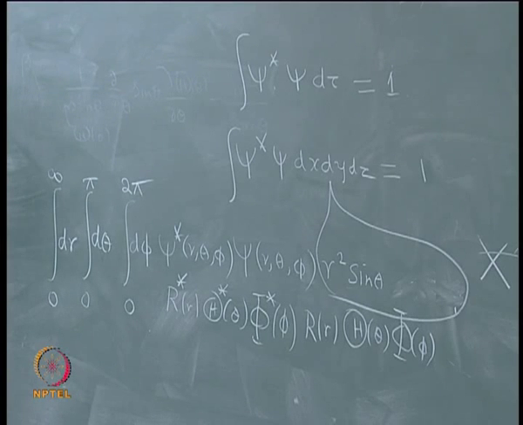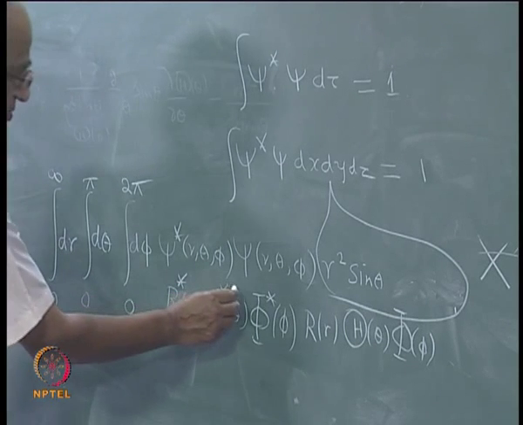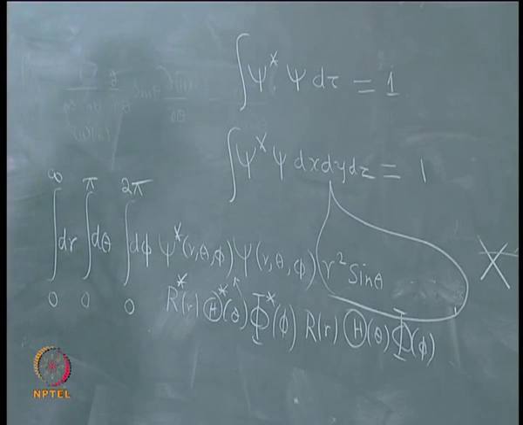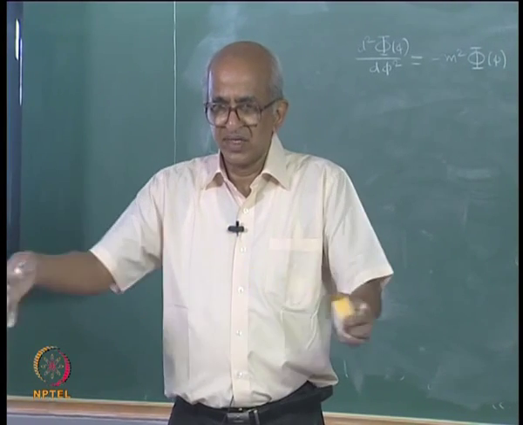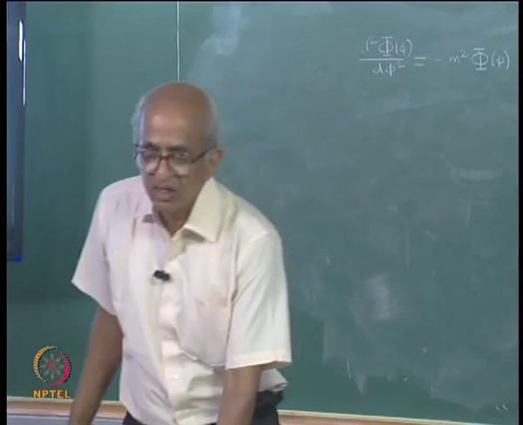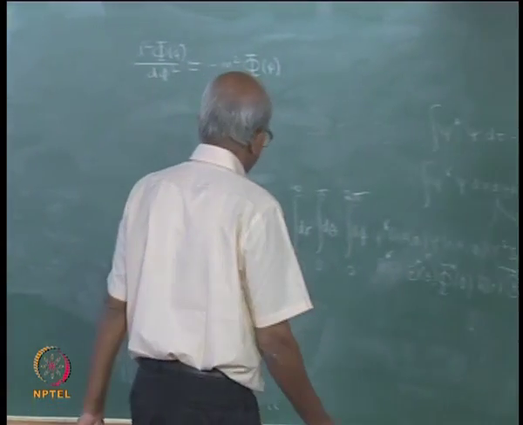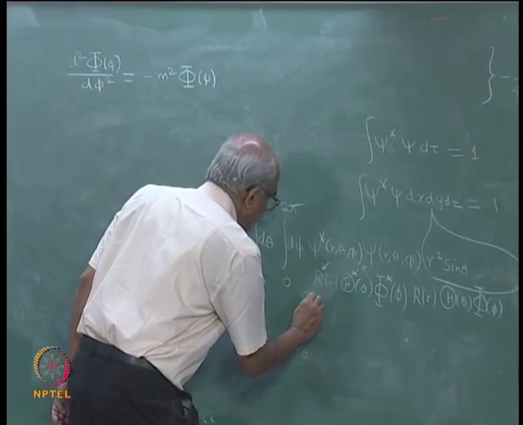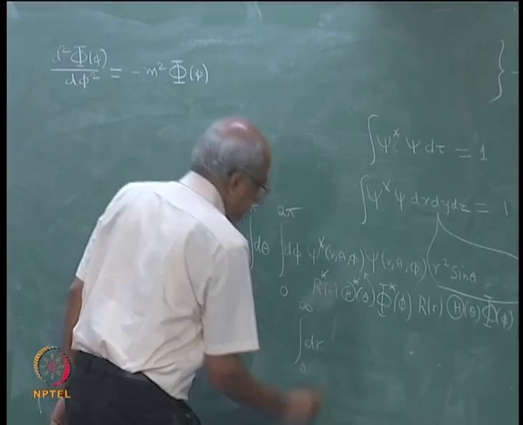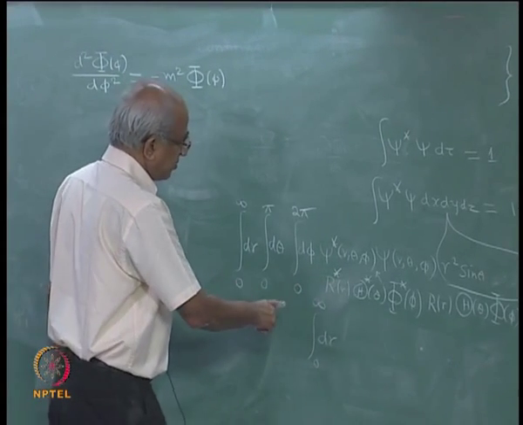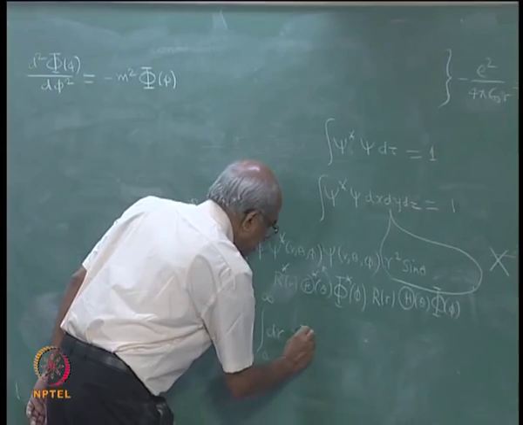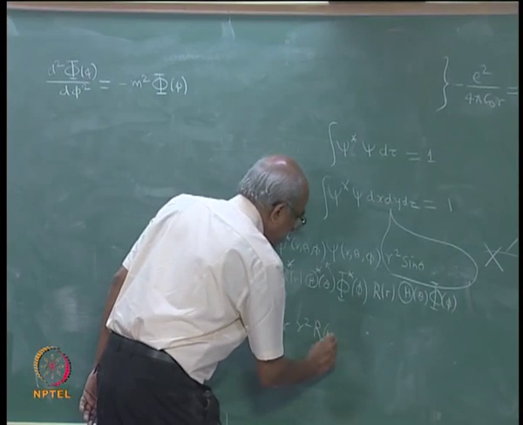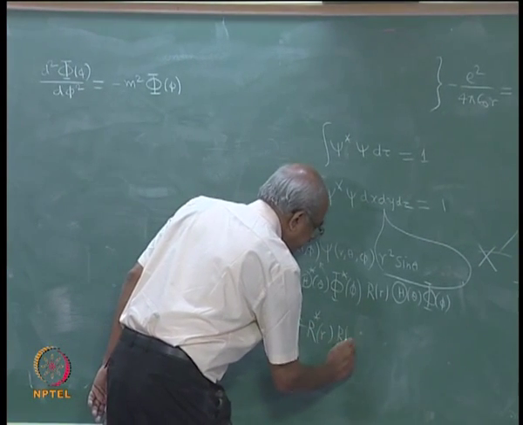Correct. So, if you substitute this product here, you would realize that the integrals that you have to perform become three separate integrals. That should be clear to you. And what are those integrals? Let me just write those integrals. One of them will be integral 0 to infinity dr. I just collect together the terms that depend upon r, dr r square, capital R star capital R.